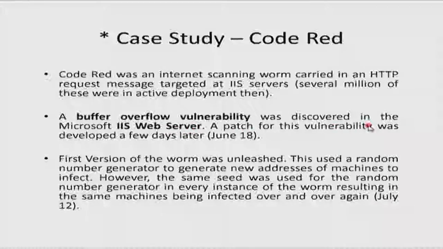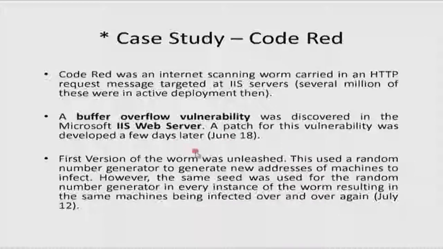A patch for this vulnerability was developed a few days later on June the 18th. So this vulnerability was found out by some people, say around June the 10th or June the 12th. And then a few days later, Microsoft released a patch. So system administrators were supposed to patch it so that it was no longer vulnerable. So from that point onwards until July the 12th, a bunch of people, worm writers, were busy creating a worm to exploit this vulnerability in this particular server. So the first version of the worm was unleashed somewhere around this time, about a month later, July the 12th.